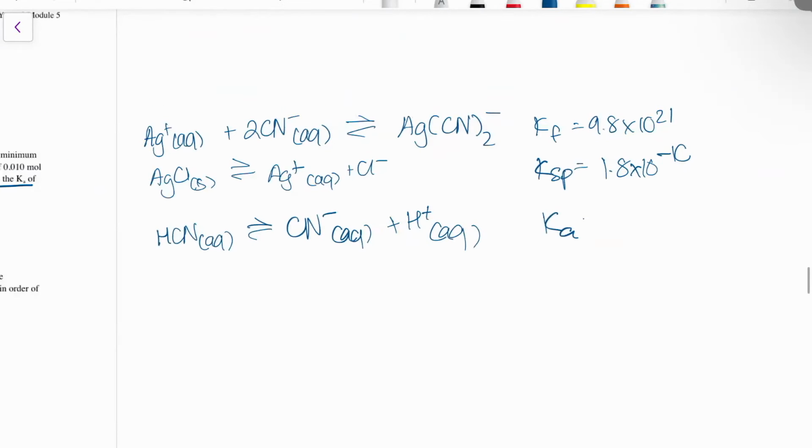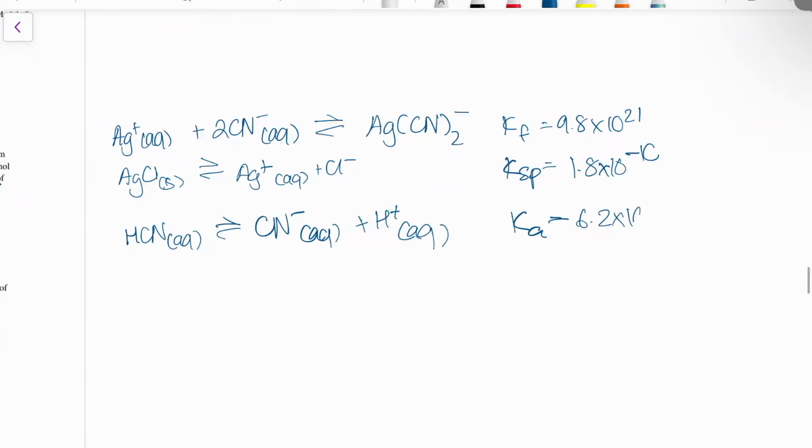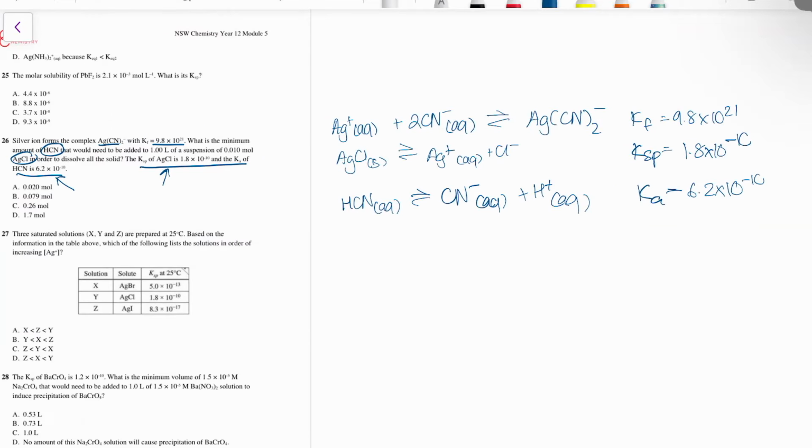But Ka is just going to be 6.2 by 10 to the minus 10. The fact that 3 of my equilibrium constants go together to form just one reaction in which the HCN dissolves the AgCl implies to me that I want to be combining my three equations together.